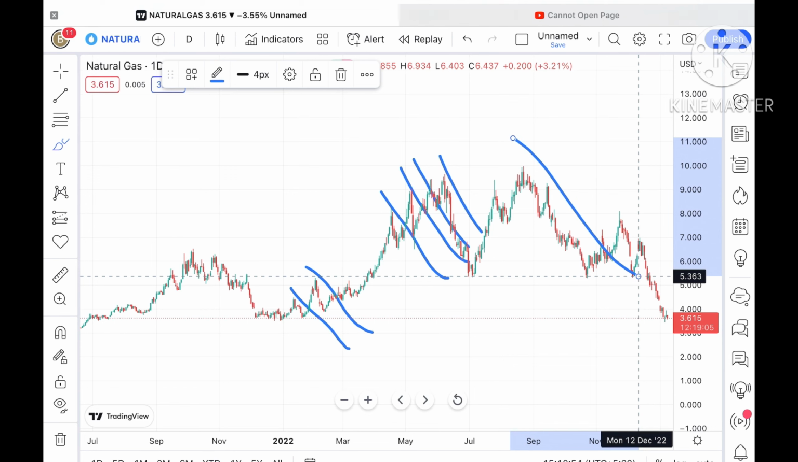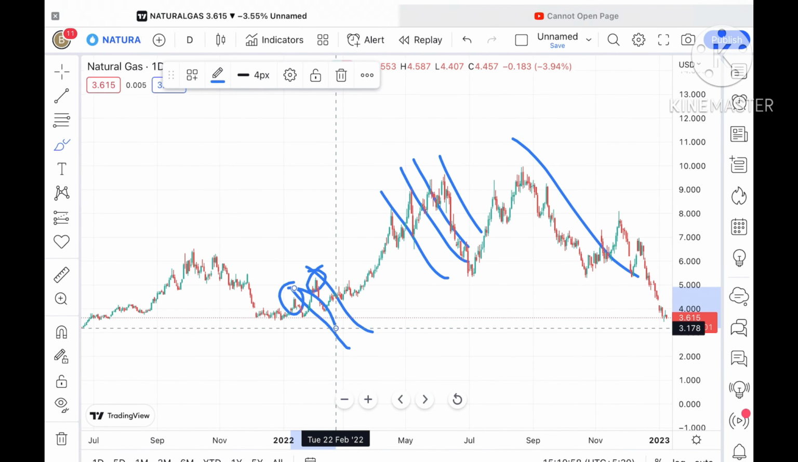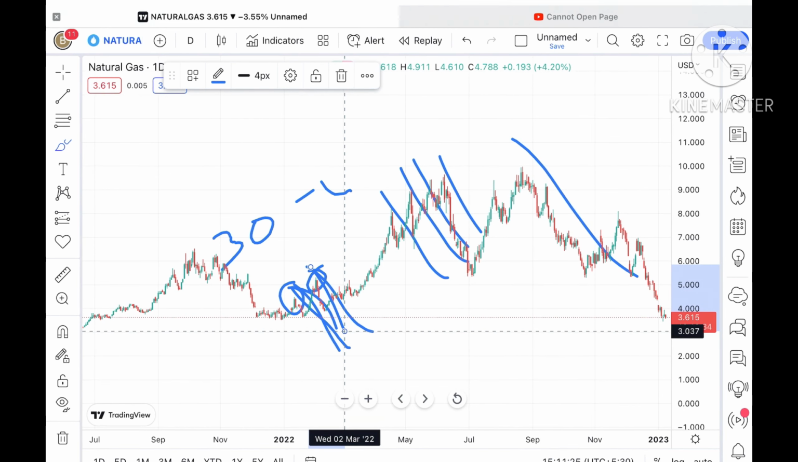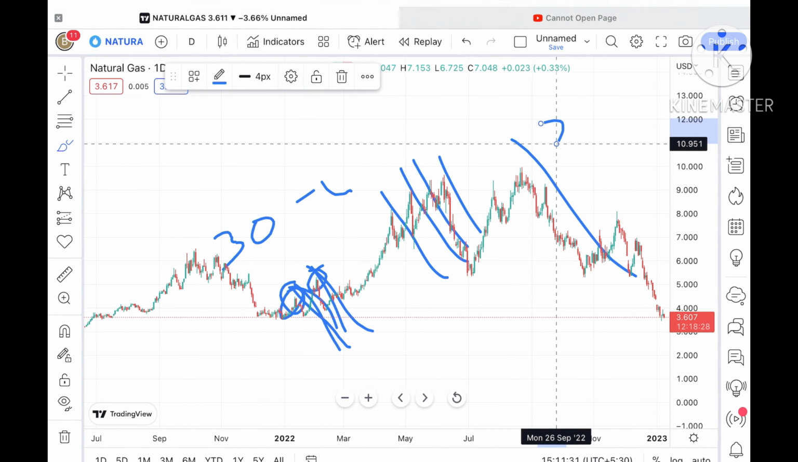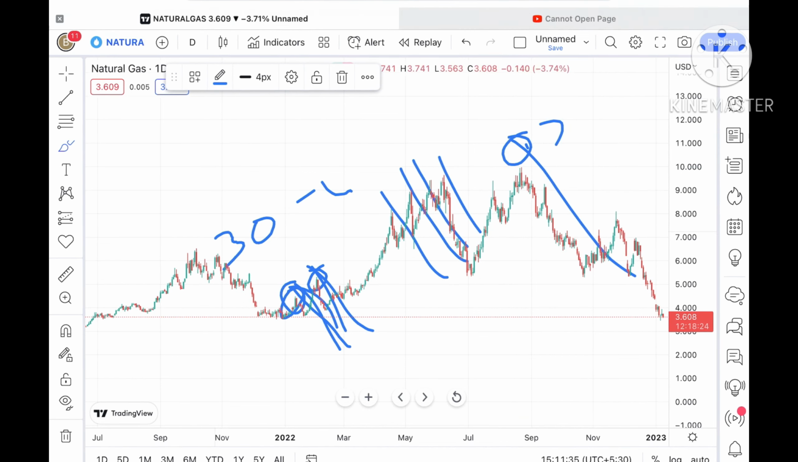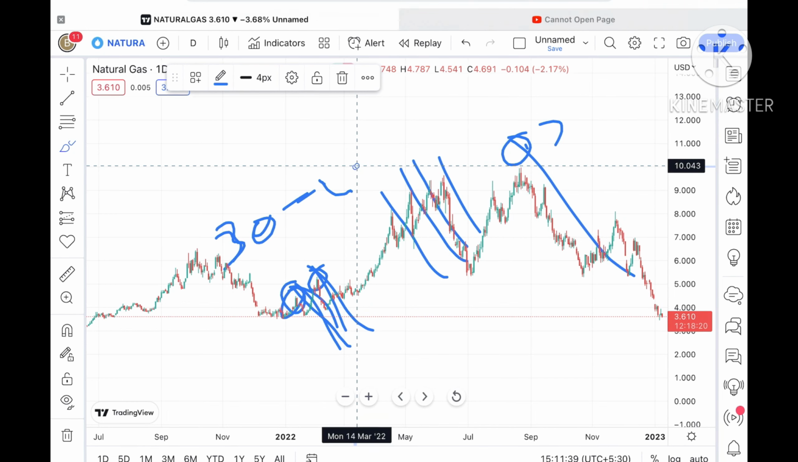Look at this particular chart. Whenever it crosses the previous high, we have seen a sharp fall come, and this is quite repeated. This was the 7th time we have seen a sharp fall, and this sharp fall is more than 30, 40, even sometimes 50 or 100%.